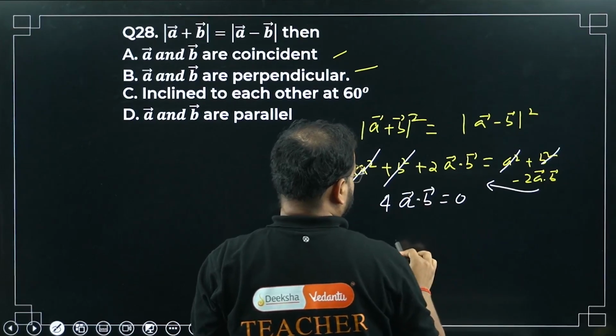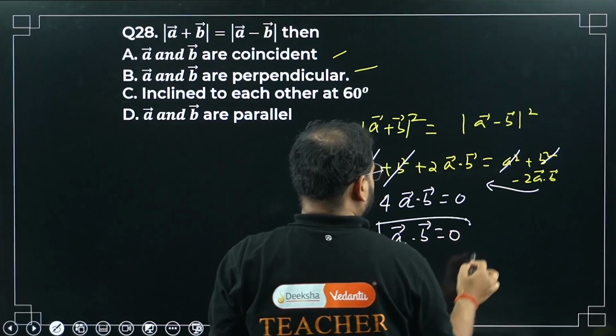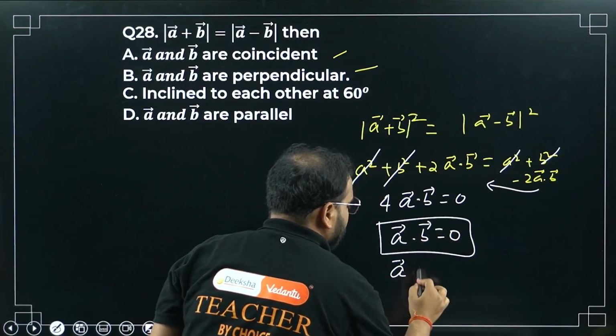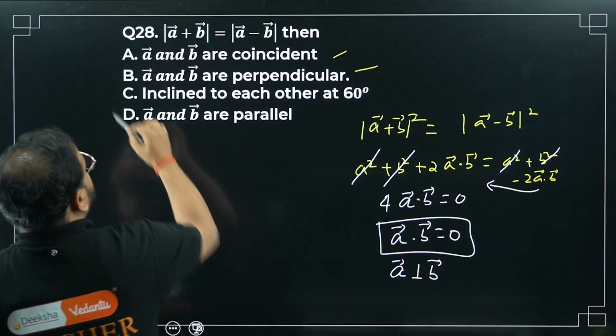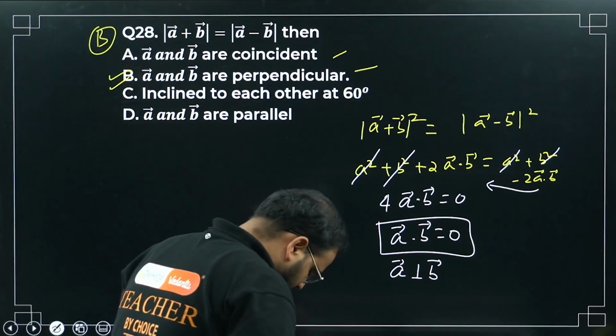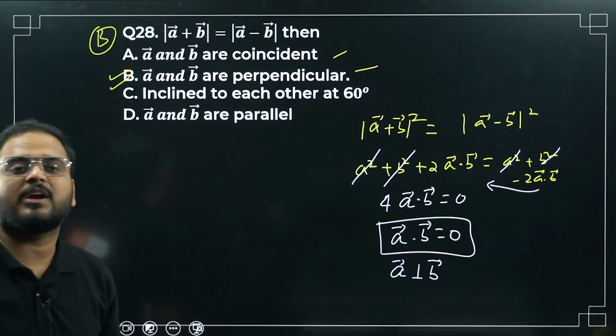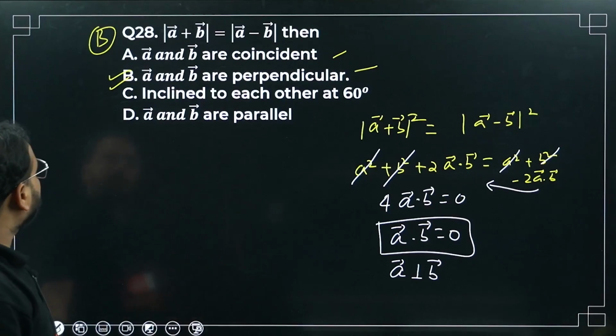0. From here what I get? A dot B equals to 0. This is true when A vector is perpendicular to vector B. Option number B. Please check. Simple problem based on the definition that we have learnt in the dot product. Okay, question number 28 is done.